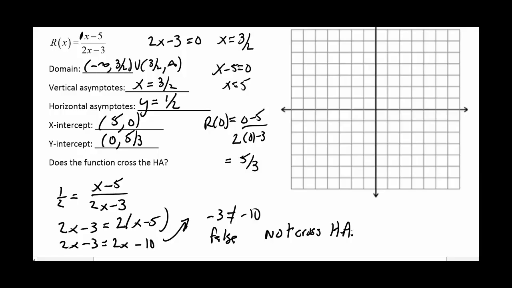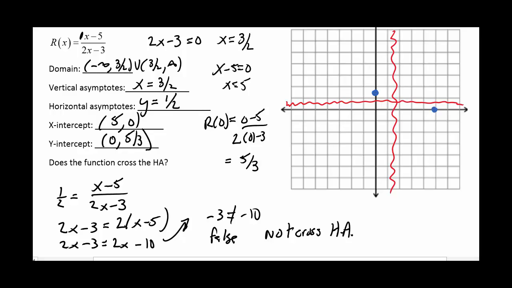That's actually very helpful. All right, so let's go plot some stuff, starting with any asymptotes. So VA at 3/2, so that's 1.5 right there. HA at 1/2, so again right in the middle there. Intercepts, let's see, 5, 0, so 1, 2, 3, 4, 5 right there, crosses. And at 0, 5/3, let's see, 5/3 is a little bit more than 1. It's 1 2/3. So that puts it right about there.